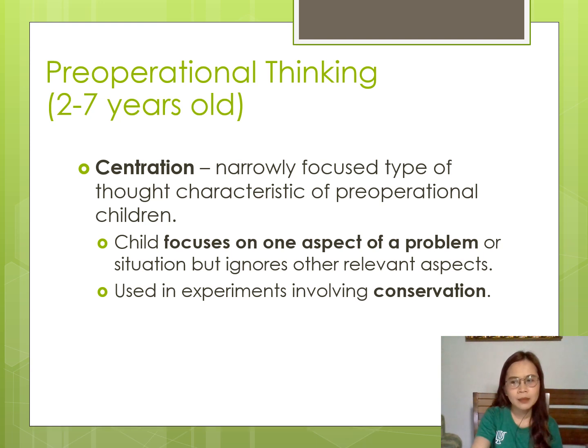Halimbawa, sa pag-describe ng object, syempre, ano ba yung mga characteristic ng isang object? Nandiyan yung length, yung weight, volume, texture, yung amount, ano pa, yung density, at kung ano-ano pang characteristics. Pero yung isang pre-operational child, isang characteristic lang siya nakafocus, isang aspect lang. Length kung length, volume kung volume, height kung height. Okay? So let's take a look at the example on the next slide.